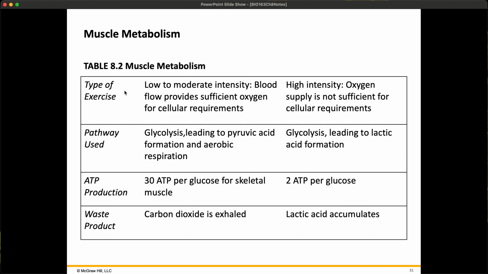So looking at muscle metabolism, this is a nice little chart for you to understand how intensity compares to the type of energy that's going to be used, how much ATP is produced, and what waste product you have to deal with. So at low to moderate intensity, you're basically using glycolysis. You're still making plenty of ATP, and really your only waste product is carbon dioxide because it's aerobic. High intensity starts to get anaerobic. You start to form a lot of lactic acid, very little glucose production, and then you have that lactic acid accumulating.